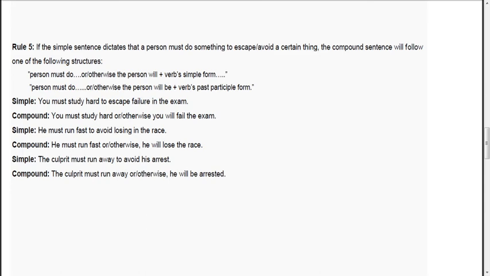But here, if you must do something to avoid or to escape any consequence, this time you will take otherwise, but the second clause will be affirmative, though the flavor can be negative, like fail in the exam. Fail the exam is actually an affirmative phrase but expresses negative meaning. So I think these two rules are clear to you.